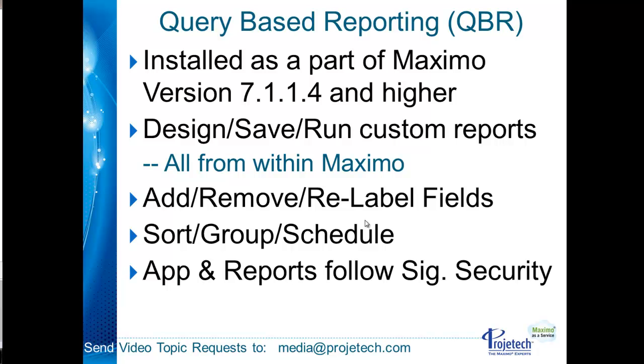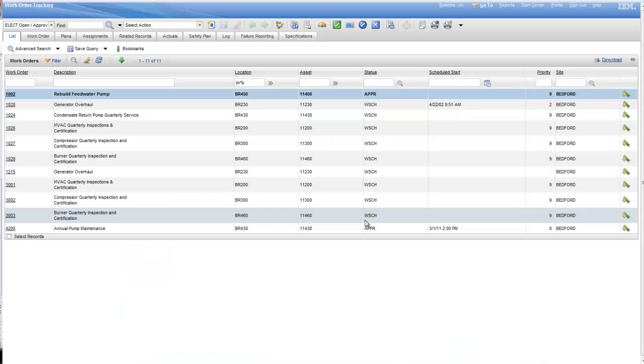Now you can add and remove fields. You can relabel them to your own titles as opposed to the title in the application. And you can sort and group within the reports as well as schedule them for a later time and even a recurring delivery. Application reports will follow rules set within signature security. And without further ado, let's go ahead and take a look at Maximo.